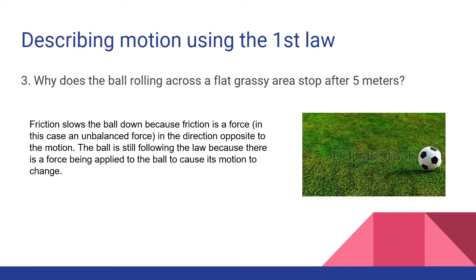Our answer here is friction. So we know that there's this force out there called friction, and it is slowing down the ball because it works as an unbalanced force in the opposite direction to the ball's motion. So the ball is moving forward, friction works against it backwards, causing the ball to slow down. And friction will happen anywhere where two objects are moving on top of each other.